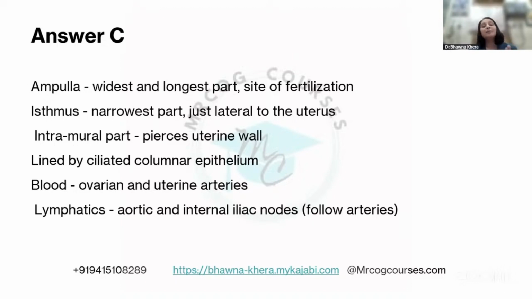So ampulla, widest and longest. Isthmus is the narrowest. Intramural pierces the uterine wall. It is lined by the ciliated columnar epithelium. Remember Kartagener's syndrome here. And blood supply is by the ovarian and the uterine arteries, and lymphatics follow the same.